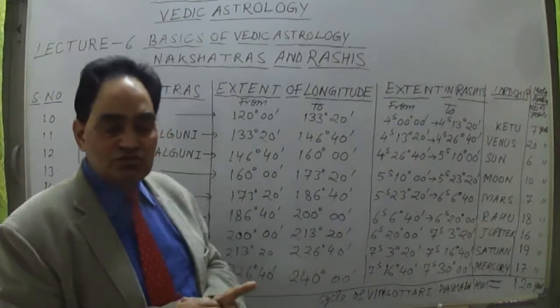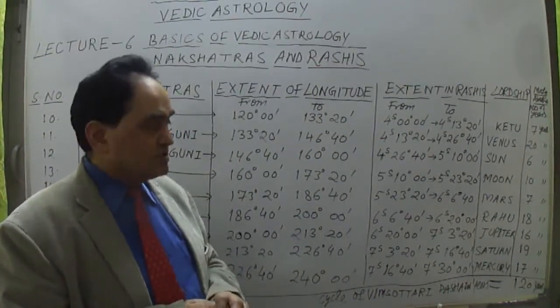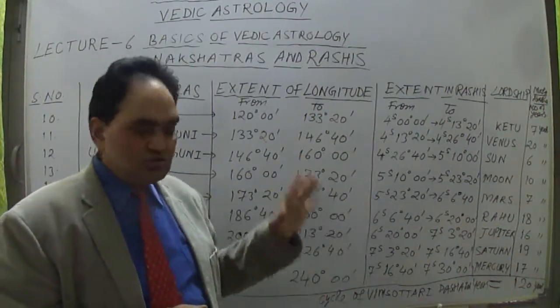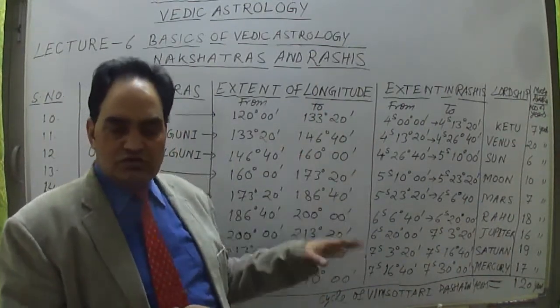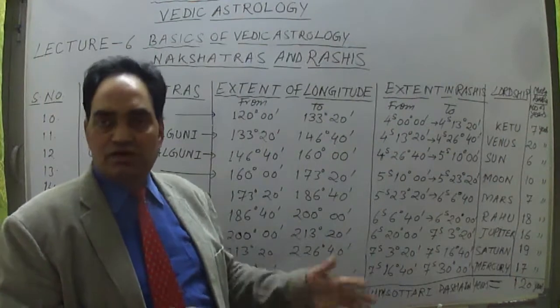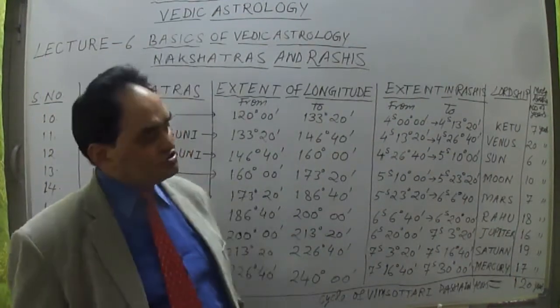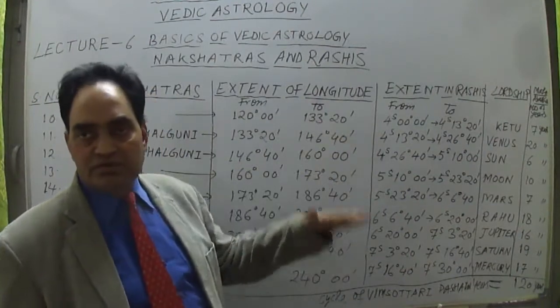7 years is for Ketu as well as for Mars. Mars and Ketu both have 7 years. This is how, if we add them, it is 120 years. So this is 120 years of Nakshatra. Again, the Nakshatras will have 120 years of major periods of these planets. So these planets are systematically repeated in the same way.